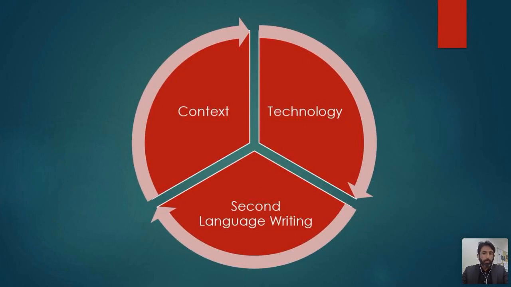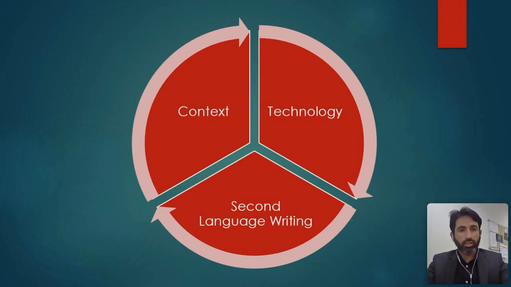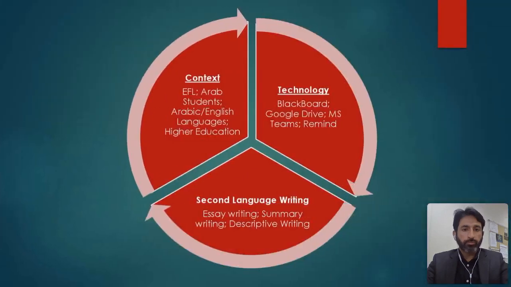Okay, so what we're going to look at today is see how the context, which I just spoke about, like understanding your students, understanding their needs, technology and second language writing, how can we put them together in a circle and work with all three of these sections? So if I fill this with my student population, my context is an EFL context. Here, students speak English as a foreign language. My students are Arabs, and they speak Arabic and some English, or some are very good. So there's a mixed proficiency level.